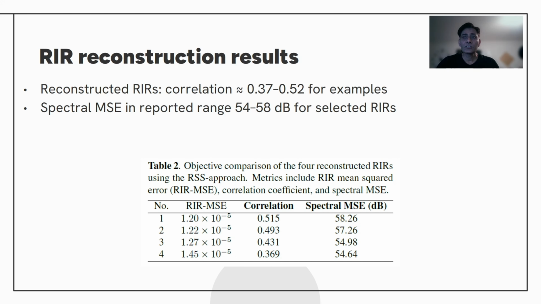When reconstructing room impulse responses, we observe correlation ranging from around 0.37 to 0.52, depending on the example cases we selected. Here we have selected 4 example cases, and the spectral mean squared error is typically between 54 and 58 decibels for our selected rooms. Although the correlation values may seem modest, the perceptual quality is surprisingly good.